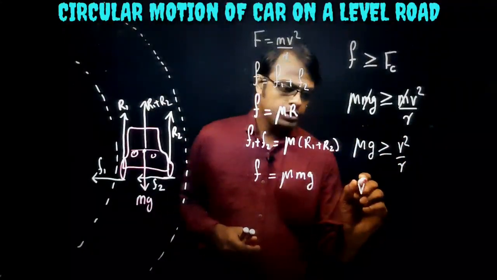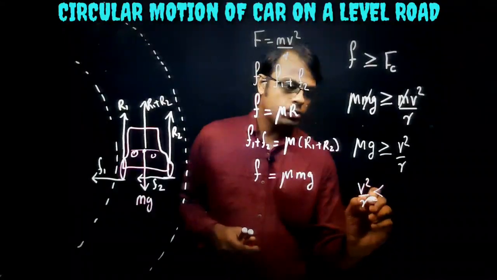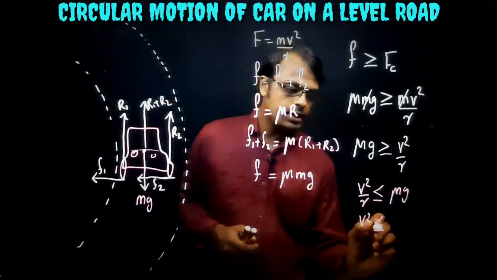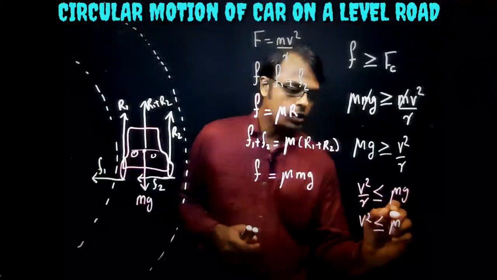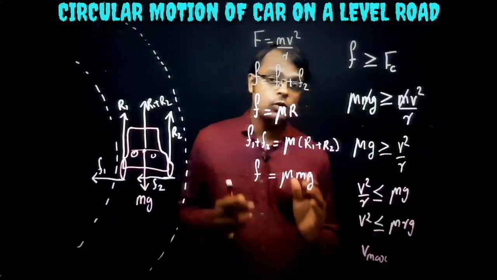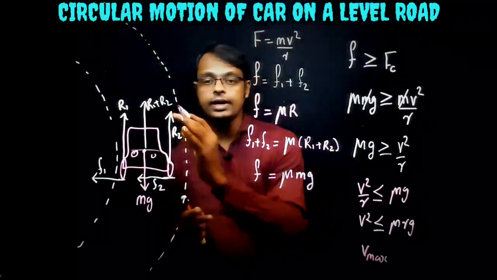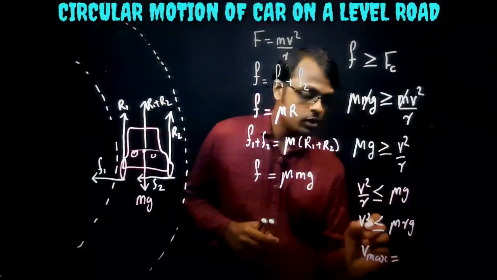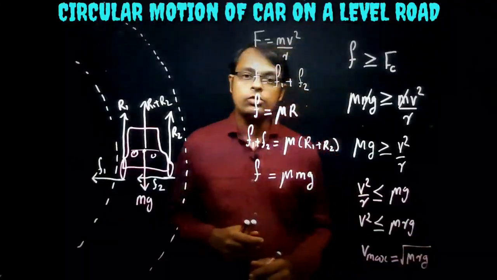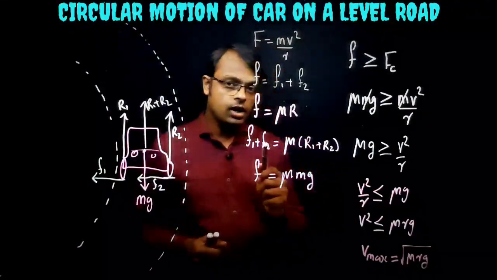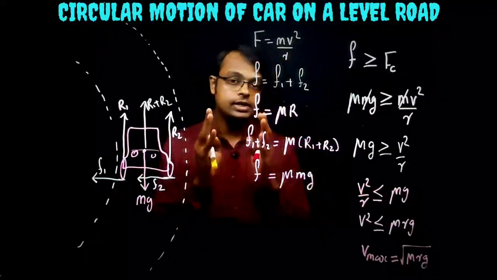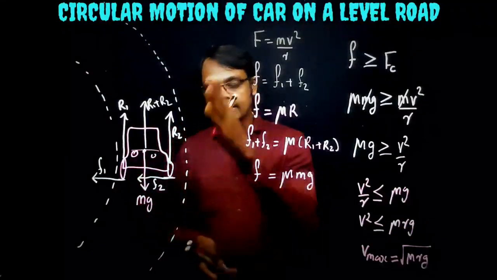Or we can write v square divided by r is less than or equal to mu g, right? Or v square is less than or equal to mu into rg. So we can write here V max, the maximum velocity with which the car can move without an accident, that is V max is equal to square root of mu rg. That means if the car or any vehicle exceeds this speed limit, what may happen? The car may skid and go off the road, maybe tangentially.